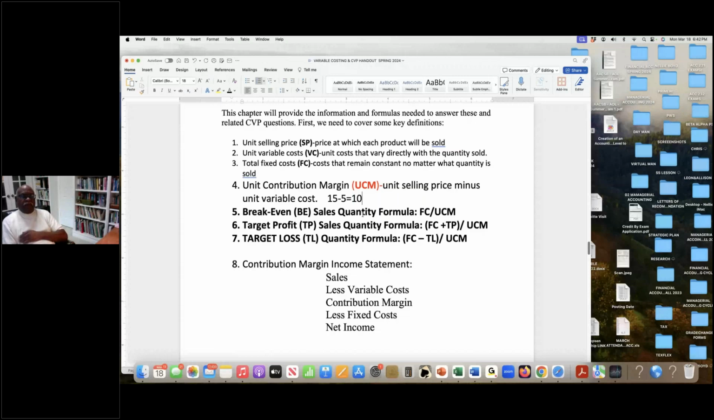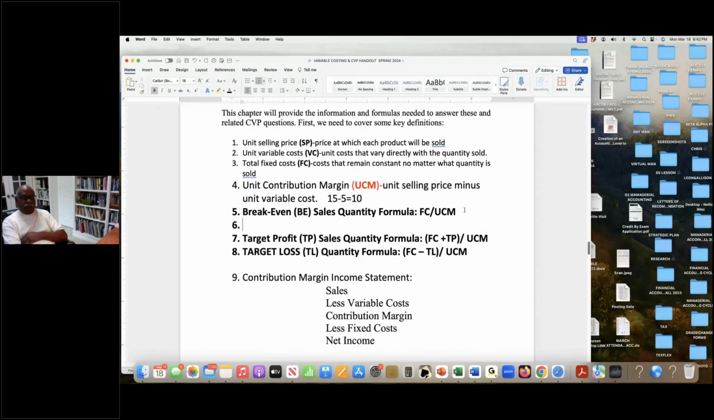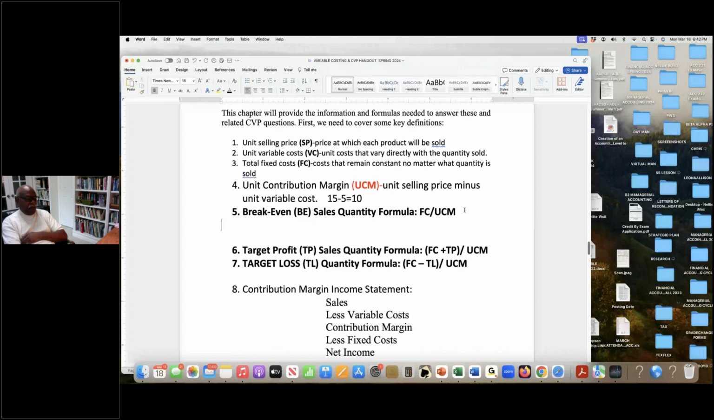Then we have this break-even formula, which says that the sales quantity to break even is fixed cost over unit contribution margin. So you should be able to do this. Put a fixed cost of 100,000 in a calculator on your phone, and divide that by 10.